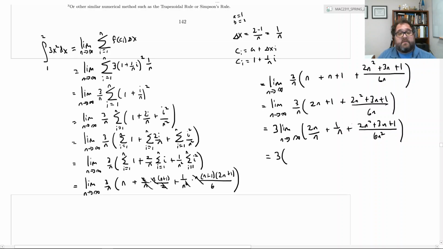Notice each of these terms, I can simply observe the degree of the numerator versus the degree of the denominator. With the first term, they're equal, so that goes to a 2. With the second one, the numerator is a constant and the denominator is a variable, so it's going to go to 0 as n goes to infinity. Plus, notice the last quotient has a degree of 2 on the numerator and denominator, so this goes to 2 over 6 as n goes to infinity.